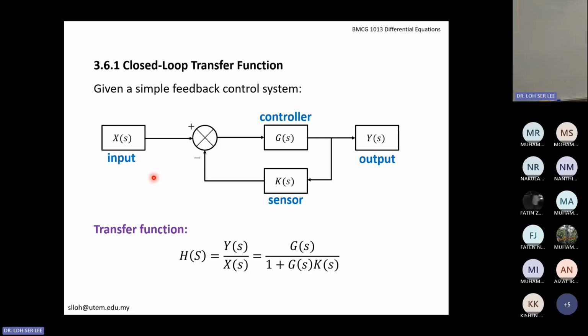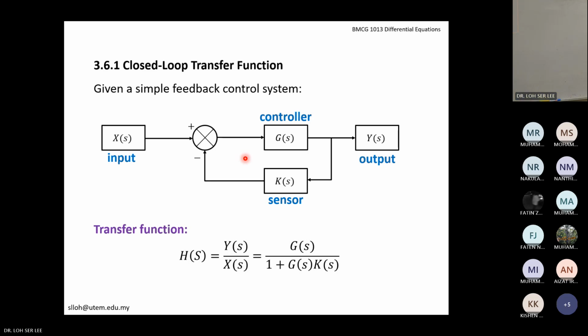Okay. Let me tell you, this one, closed loop transfer function. This subtopic is not covered under this course. I include and introduce it in class because the lecturer that teaches the engineering subject of control complained to me that students do not know how to simplify the function. So I just introduced it.